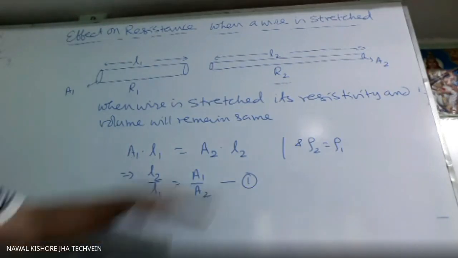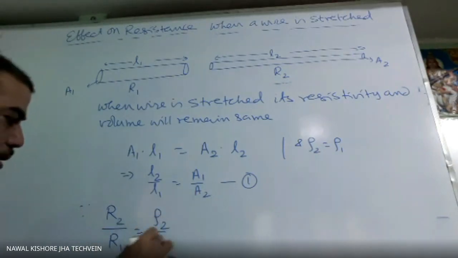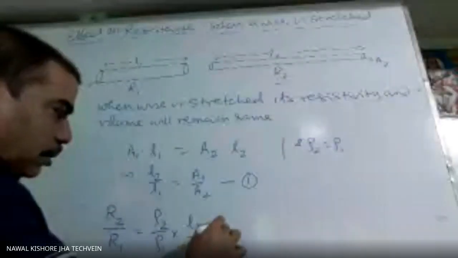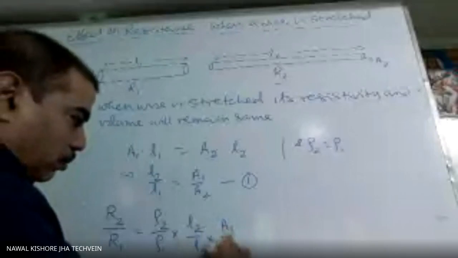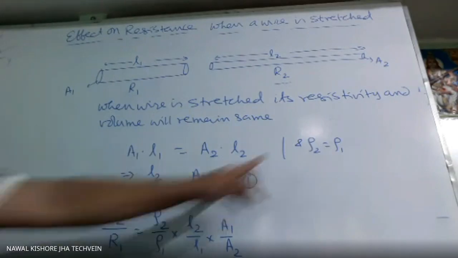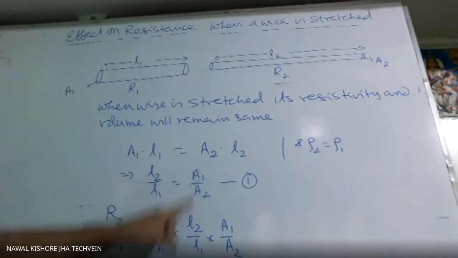Now if you use the ratio of resistance of the two conductors, what is that? R2 by R1 is rho 2 by rho 1 into L2 by L1 into A1 by A2. So what will be here? Rho 2 and rho 1 are equal, so it will become 1. In place of L2 by L1, we can write A1 by A2.